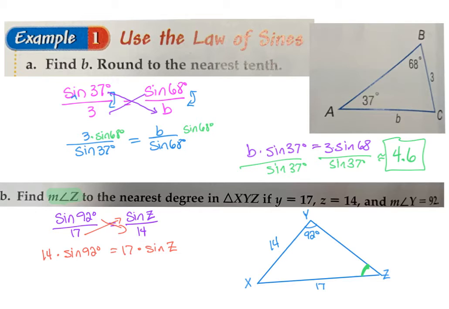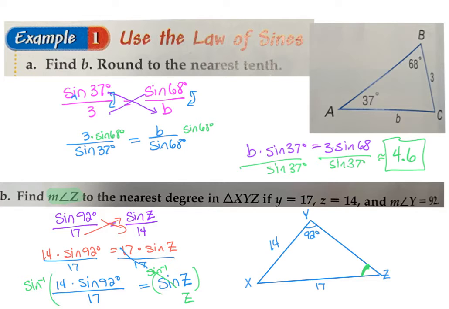How do we solve this guy? How do I solve for sine? Divide by my 17, right? Now, 14 times the sine of 92 degrees over 17 equals the sine of z. We want z. What do we need to do when we're solving for the angle? Inverse. And technically you're doing the inverse of both sides, by the way. So the inverse sine here cancels out with the sine and you're left with the z. The inverse of the sine of that will equal z.